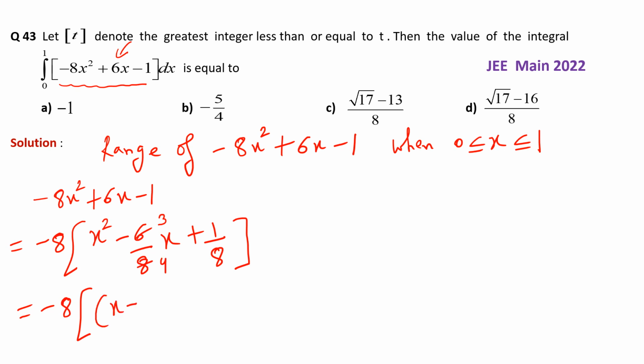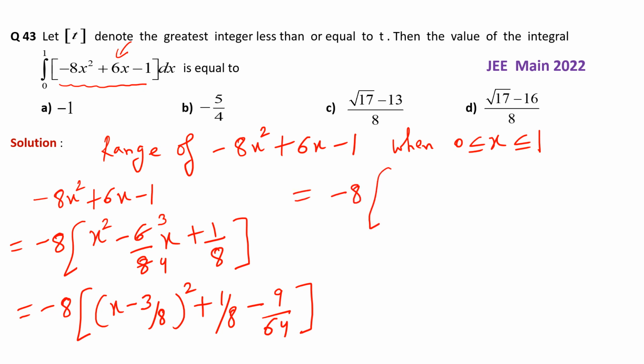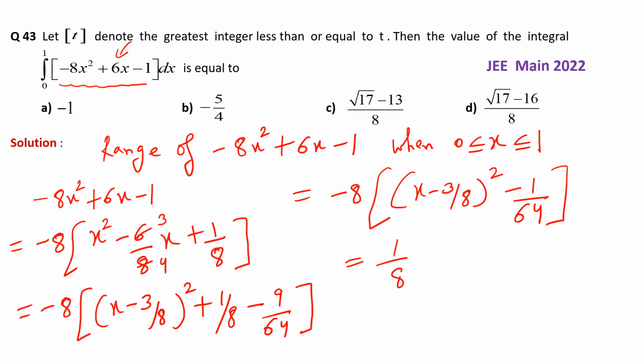x minus 3 upon 8 whole square plus 1 upon 8 minus 9 upon 64. Now students, this can further be written as minus 8 into x minus 3 upon 8 whole square, and then this becomes 8 minus 9, which is minus 1 upon 64. Now just take minus 8 inside. It becomes 1 by 8 minus 8 into x minus 3 upon 8 whole square.